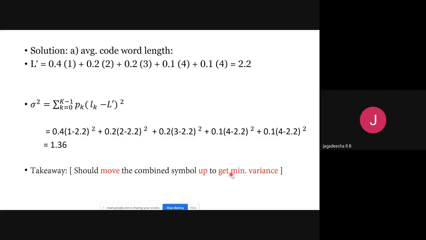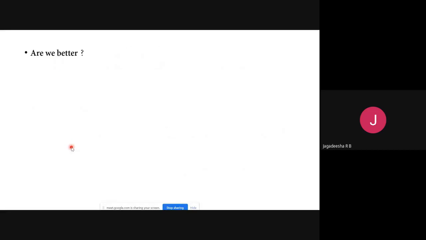This is why Huffman suggested to move the newly generated element to the top of the list. Of course, there were other possibilities like we have done here, but they don't give us better performance. That's what. Okay, now some questions for you to think and solve. They are open-ended questions.